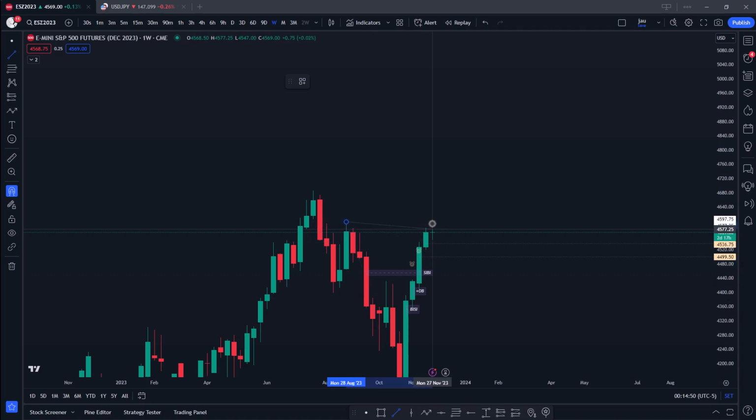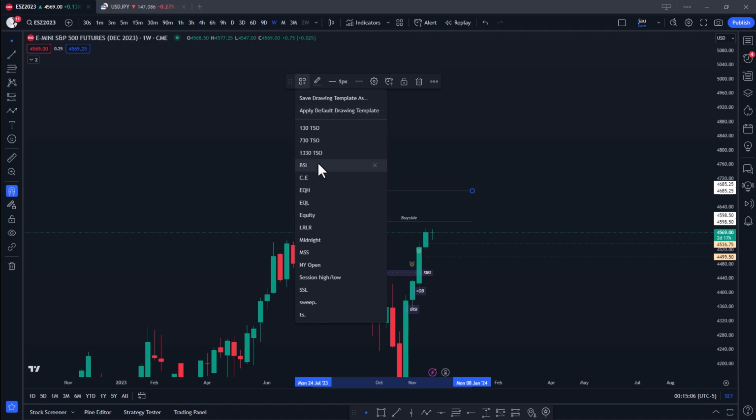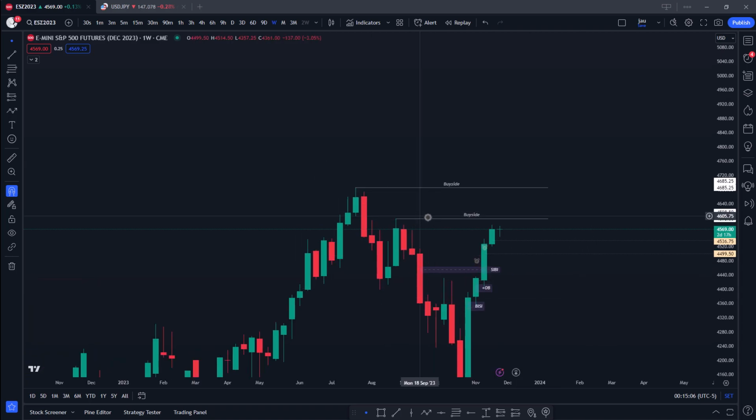here, and we have that buy side liquidity up there, and we can see that's clearly what we are drawing to right now. So let's mark this out as buy side liquidity, and this is buy side liquidity. So we see that we're clearly drawing to these levels.